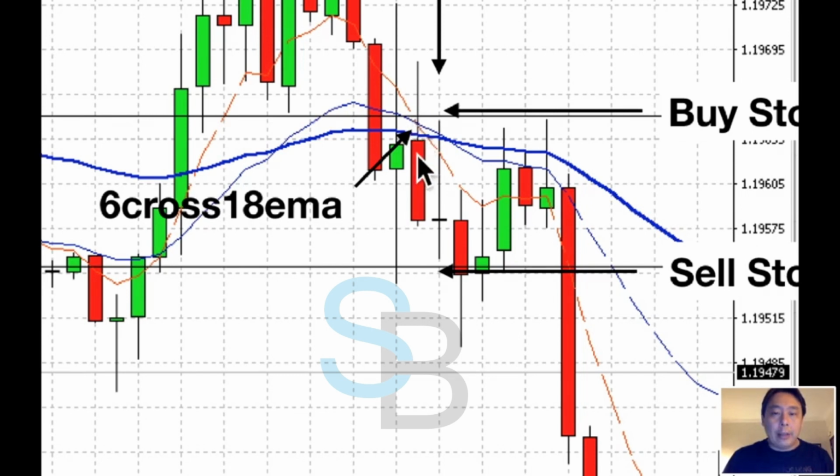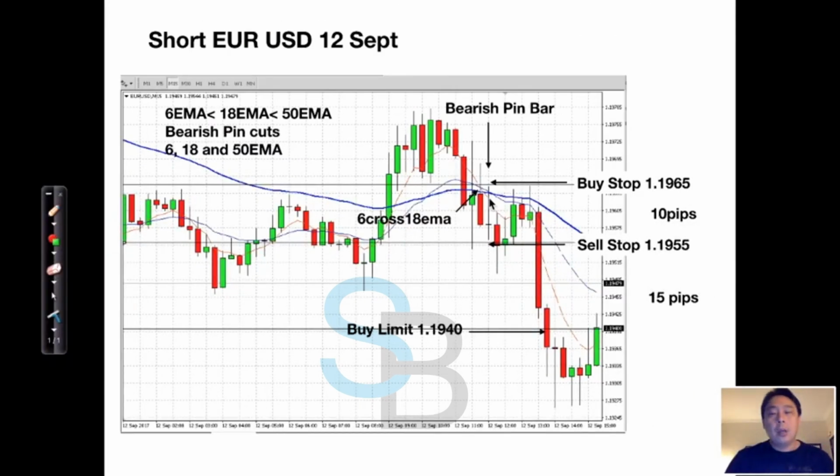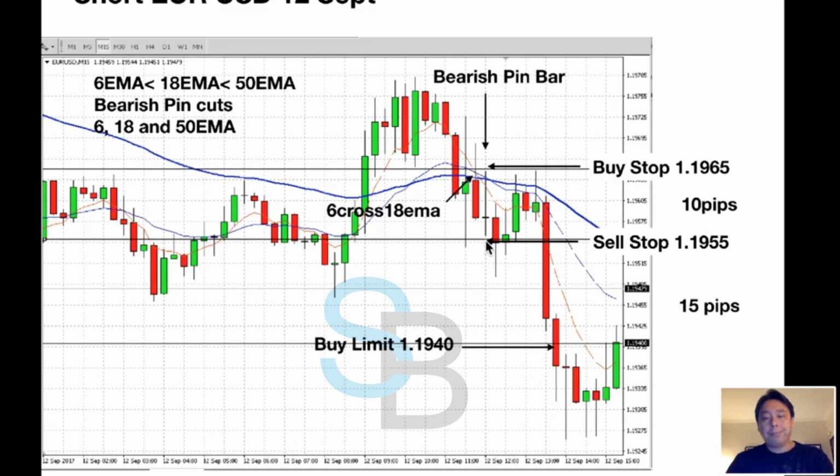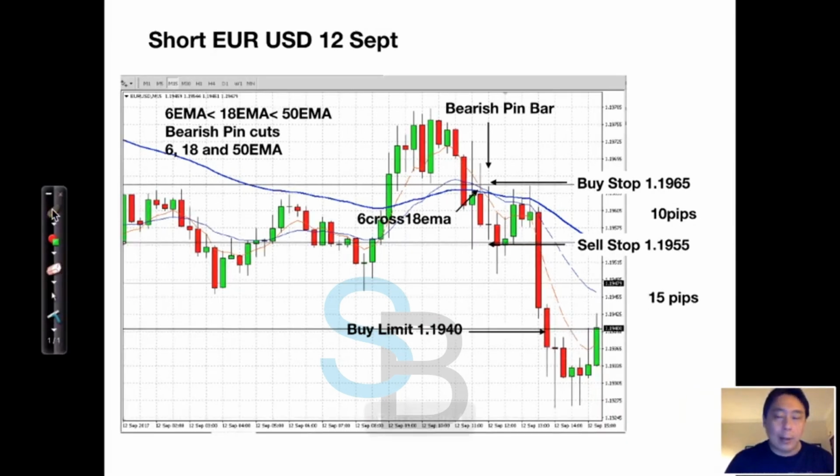So right after the cross, candle 1, candle 2, second candle, we get our bearish pin bar over here. All right. So this bearish pin, you can see is cutting the 6, cutting the 18, cutting the 50, acting as a strong resistance. So once I see that, I place a sell order once the candle closes, sell order right below the low of the candle, which is 1955. Buy stop order, this will be my stop loss, right above the high. That'll be 1965. So 1965 to 1955, that's 10 pips. So at least 8 pips. I've got that. That's my 1R distance.